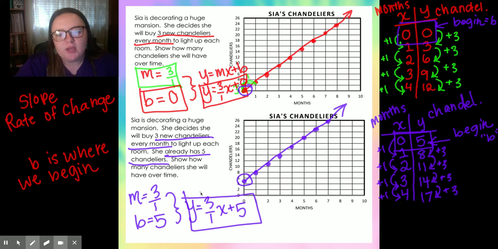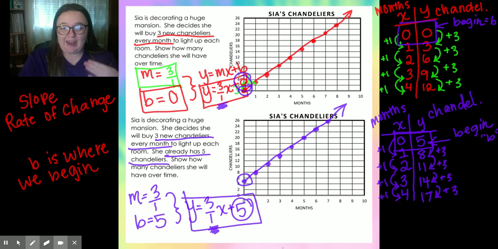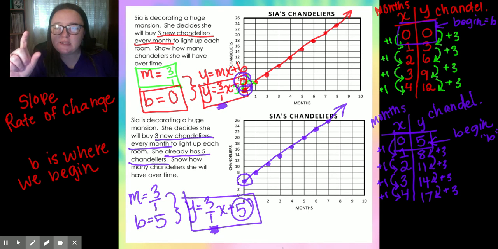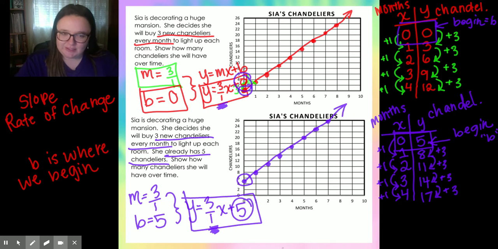And then our equation, our slope stayed the same, right? Our rate of change that she's buying every month stayed the same. The only thing that was different was that beginning right here, that B was at zero and now it's at five. Okay, so I kind of asked you to get ahead of the game by writing those equations, but it really connects well when you are graphing these. So I hope that now you can see how we took those word problems, we built a table that makes sense to us, and then we used that table to help us graph it.